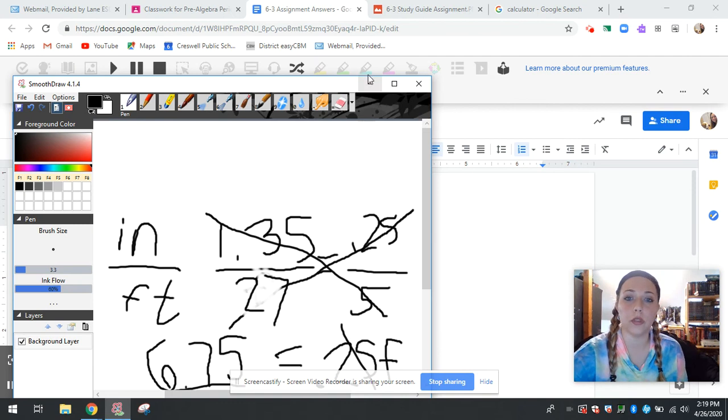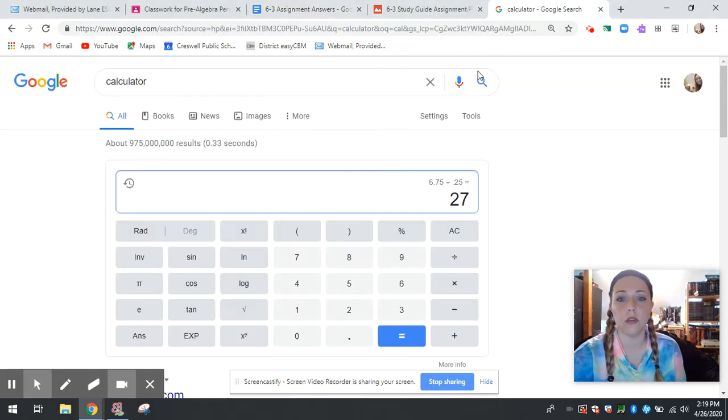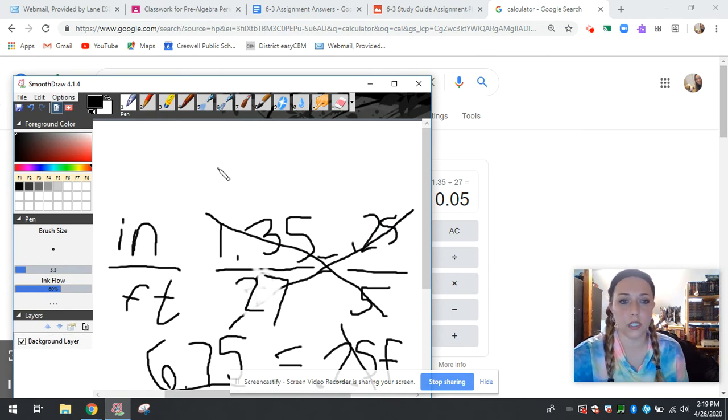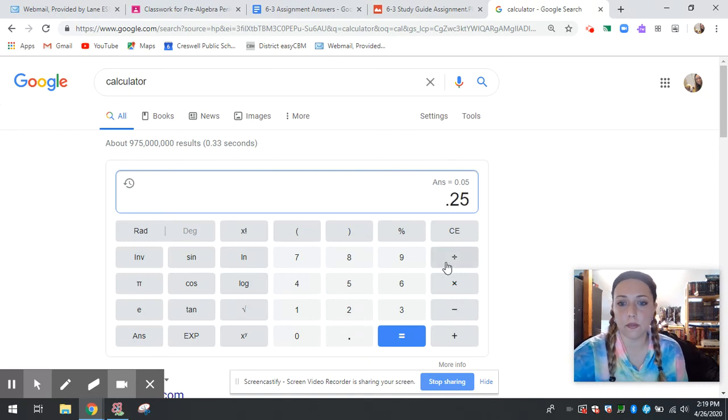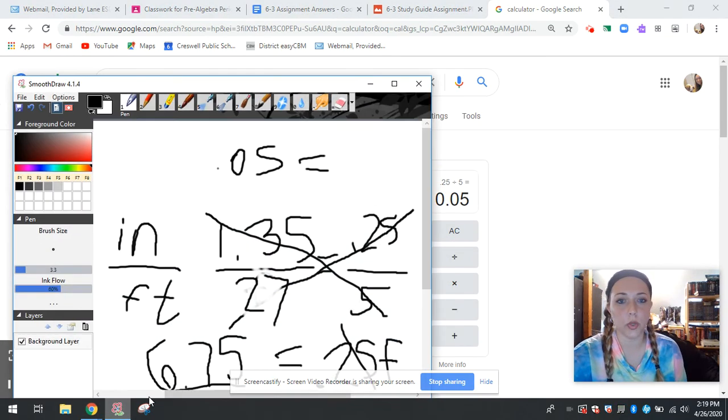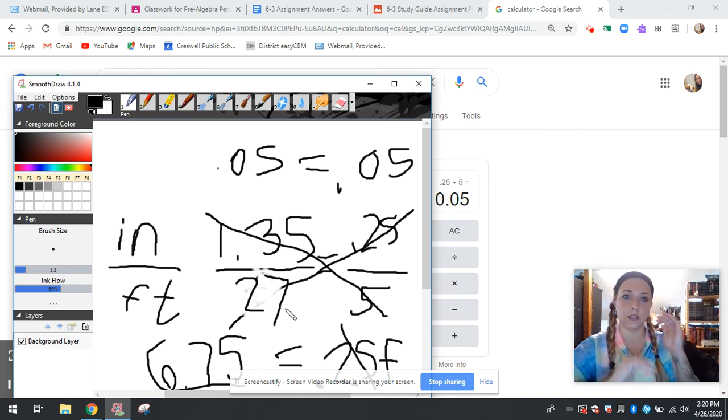So I'm going to do that: 1.35 divided by 27 equals 0.05. This thing doesn't like to do decimals. 0.05 equals, let's see if 0.25 divided by 5 gives us the same answer, and it does, 0.05. So we got equivalent decimals, which we should get if we have a proportional equation. These numbers have the same relationship in size to each other.